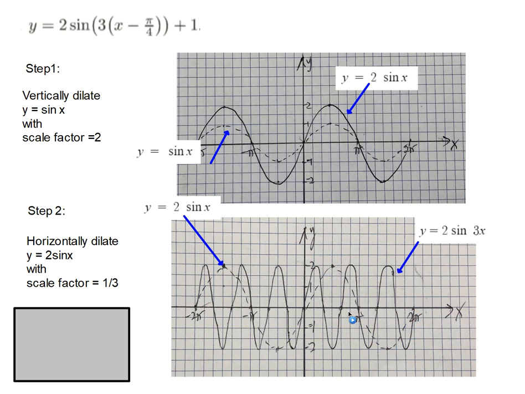If I horizontally dilate by a factor of 1/3, instead of one complete cycle being in 2 pi, now there'll be 3 complete cycles within 2 pi. 1 cycle, 2 cycles, 3 cycles.